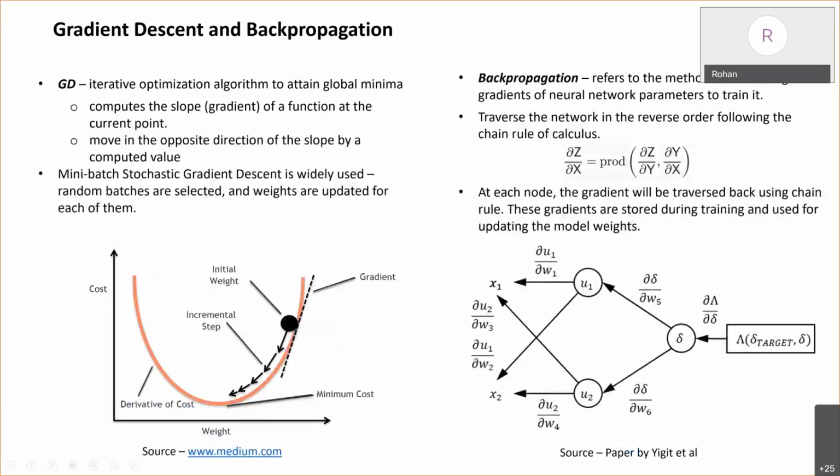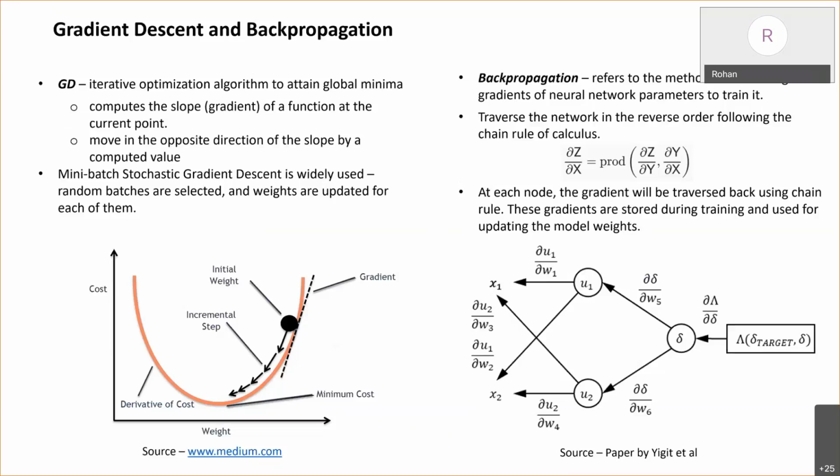Okay, let's get back to backpropagation. It refers to the method of calculating gradients of neural network parameters to train it. When we try to train a particular model, we use backpropagation. That means we traverse the network in the reverse order, right? And at each layer, we try to find the derivative or the gradients of the parameters at that layer using the chain rule of calculus, right? Remember the chain rule of calculus? I put it over here.